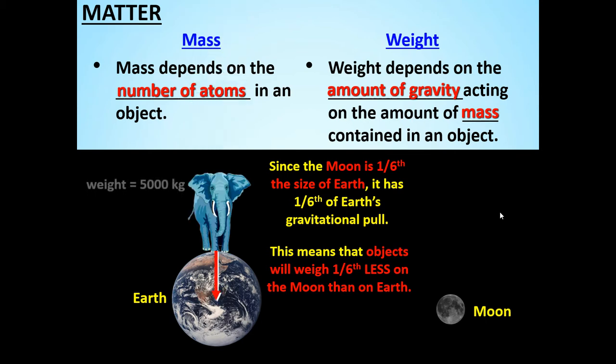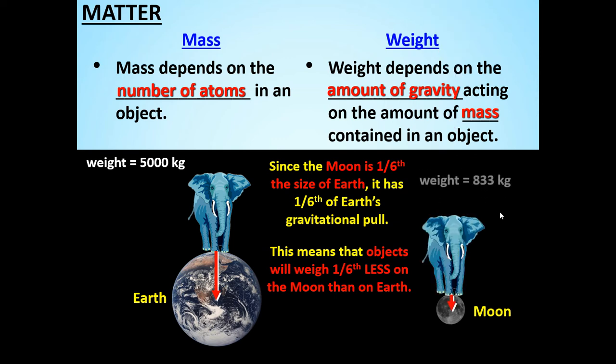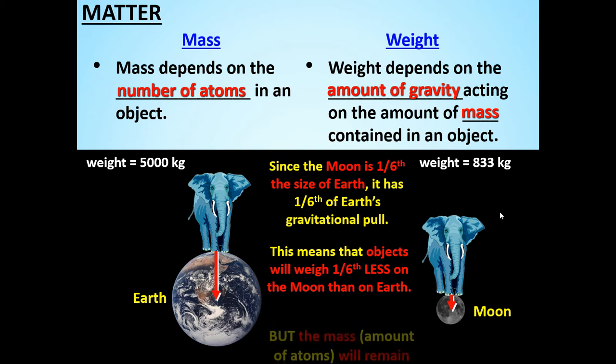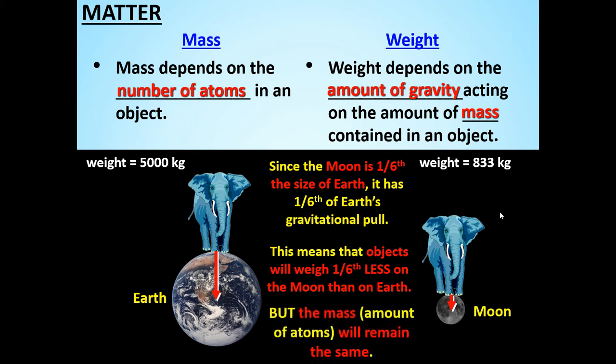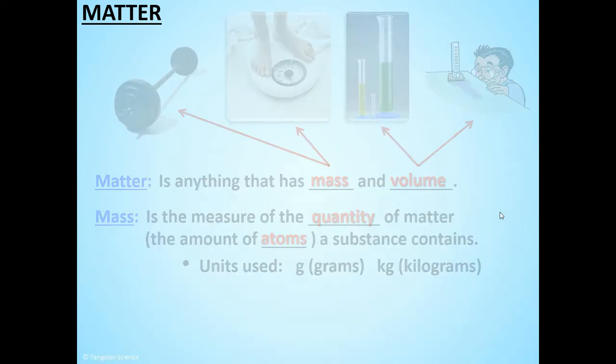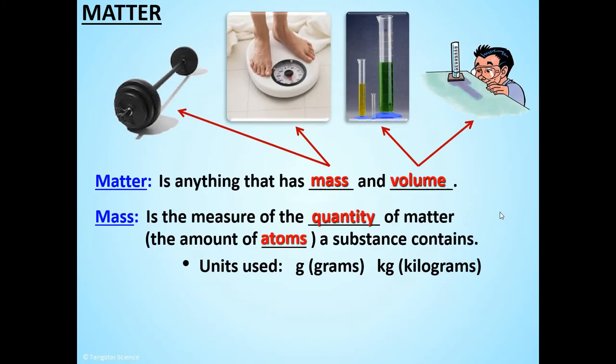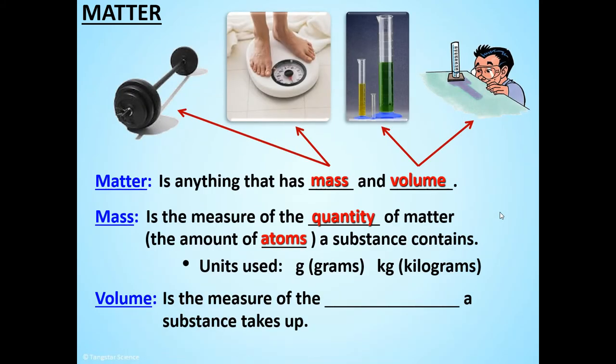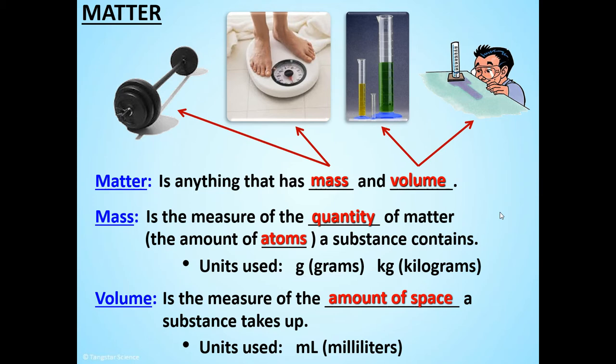So, say if that object was an elephant, which weighs about 5,000 kilograms here on Earth, that same elephant is going to have a weight of 833 kilograms on the moon. But the mass of the atoms will still remain the same. The mass is still 5,000 kilograms for both places, on Earth and the moon. So, volume is going to be the measure of the amount of space the substance takes up. And volume is measured in units of milliliters or liters.